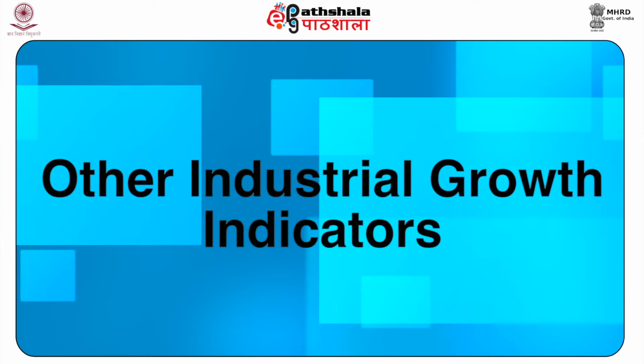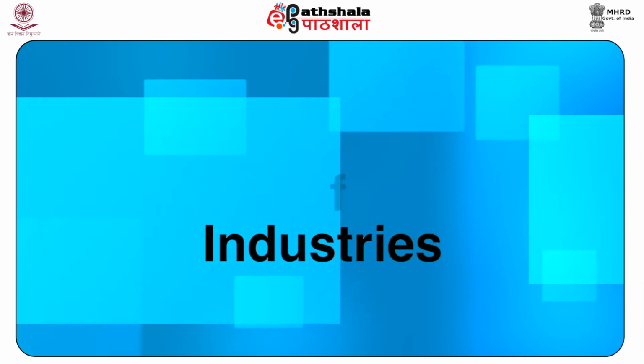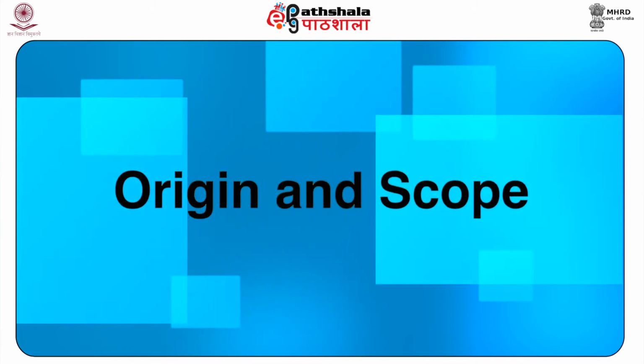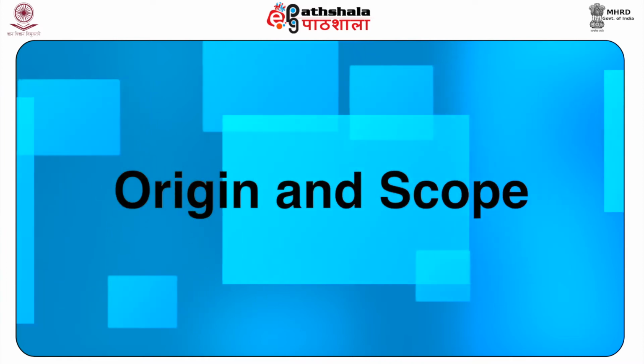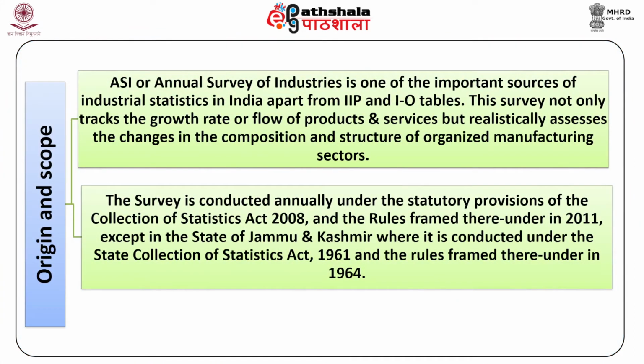Then there are other industrial growth indicators. The first one is that by Annual Survey of Industries. We can discuss first origin and scope of this Annual Survey of Industries. Annual Survey of Industries, or ASI, is one of the important sources of industrial statistics in India apart from this IIP and IO tables. This survey not only tracks the growth rate or flow of products and services, but realistically assesses the changes in composition and structure of organized manufacturing sector.